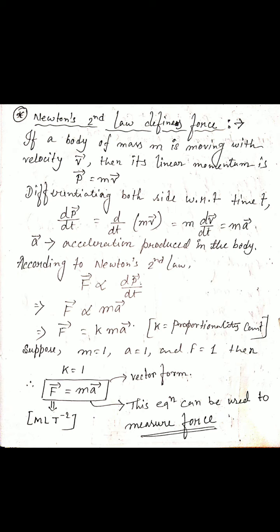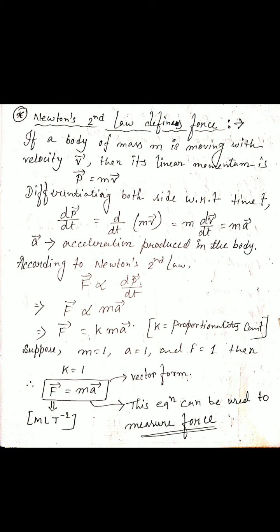Now from Newton's second law of motion, the external force is proportional to the rate of change of momentum. Force is also a vector quantity, so F vector is proportional to dp by dt. In place of dp by dt, we put m into a. Now if we remove the proportionality sign, we have to multiply by a constant term, k. So F equals k into m into a.